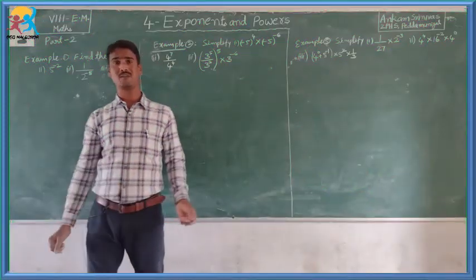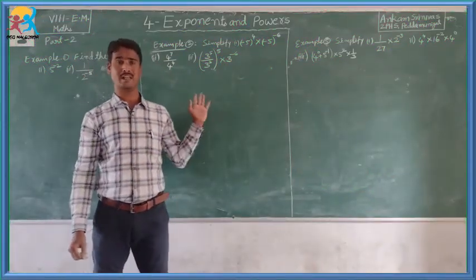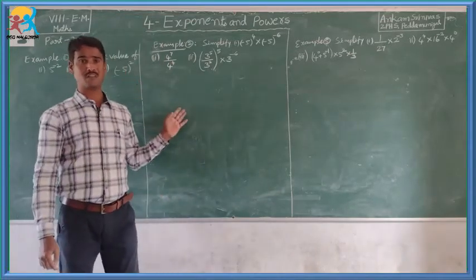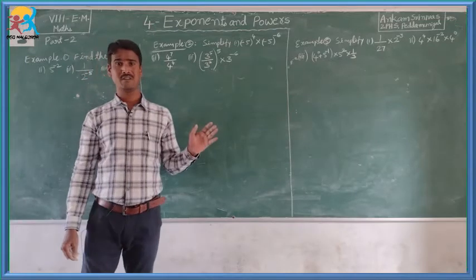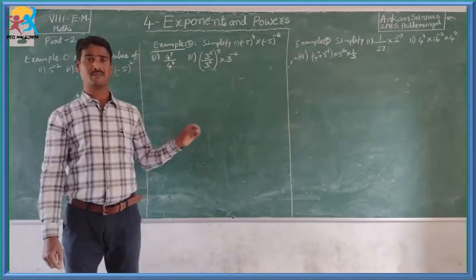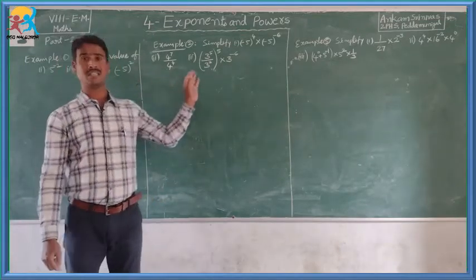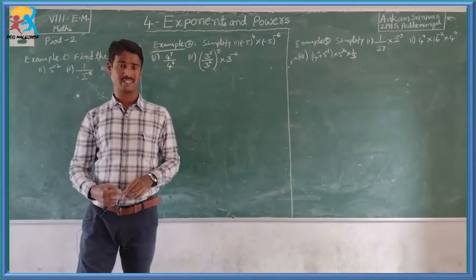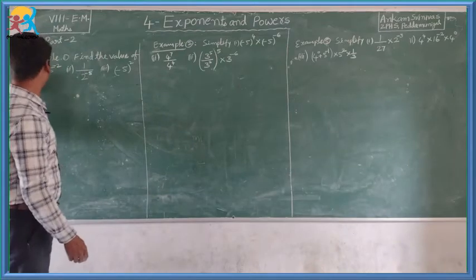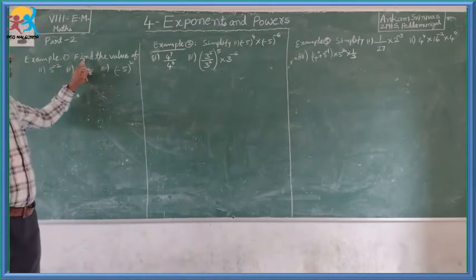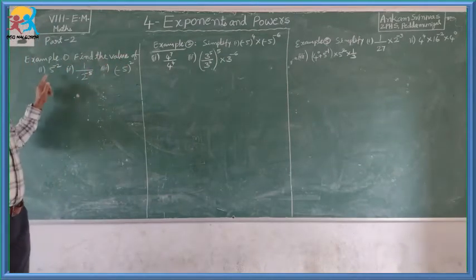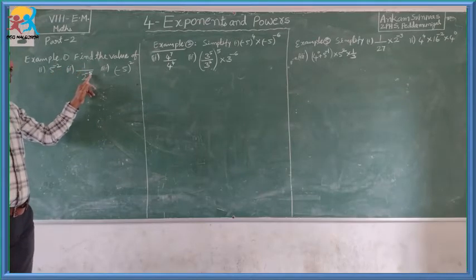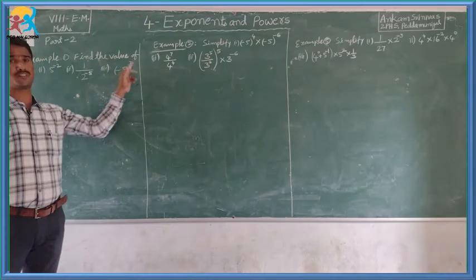In the previous part we discussed exponents and powers and the laws of exponents. Now we are going to do some applications of the laws of exponents. Take one example problem here. Find the values of 5 power minus 2, (1 by 2) power minus 5, and (minus 5) whole square.